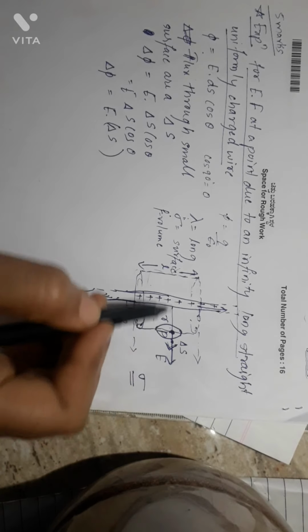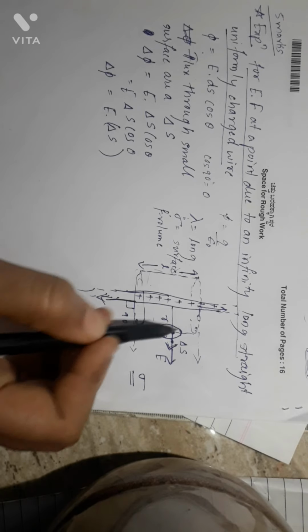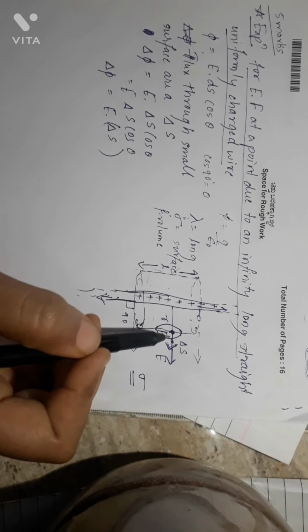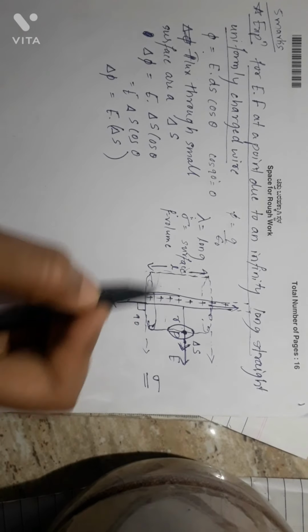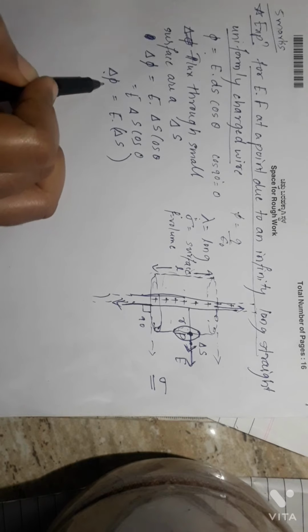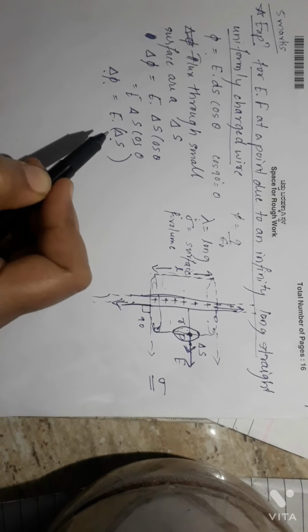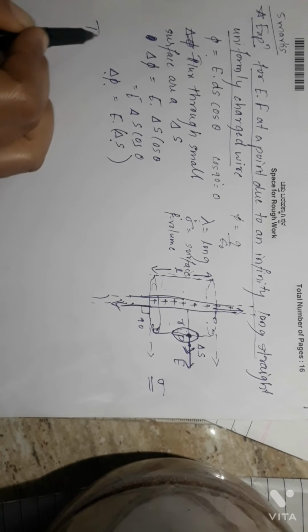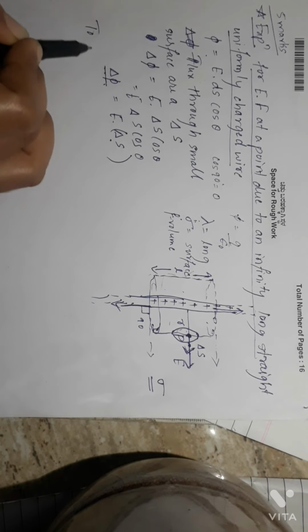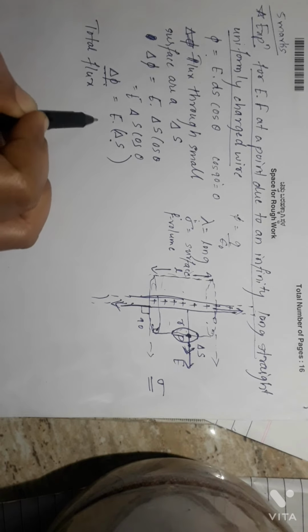Over the curved surface area, the electric field is the same at every point. So if we take the total electric flux, we take a small surface area. This delta phi is the flux through the small surface area delta S. Delta means a small representation. Now we have to take the total flux.